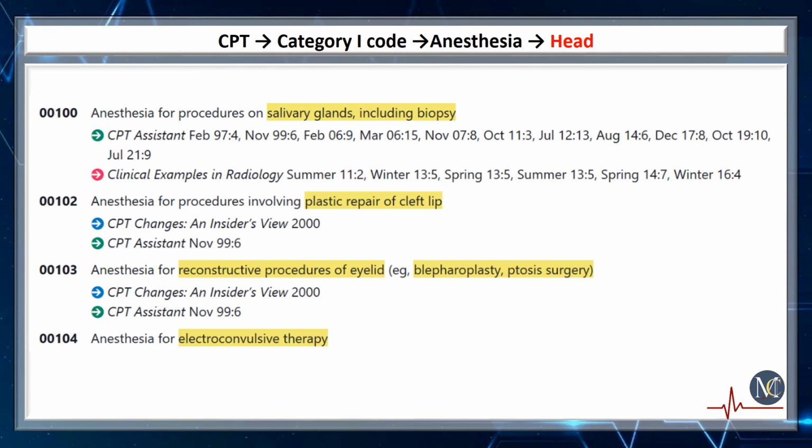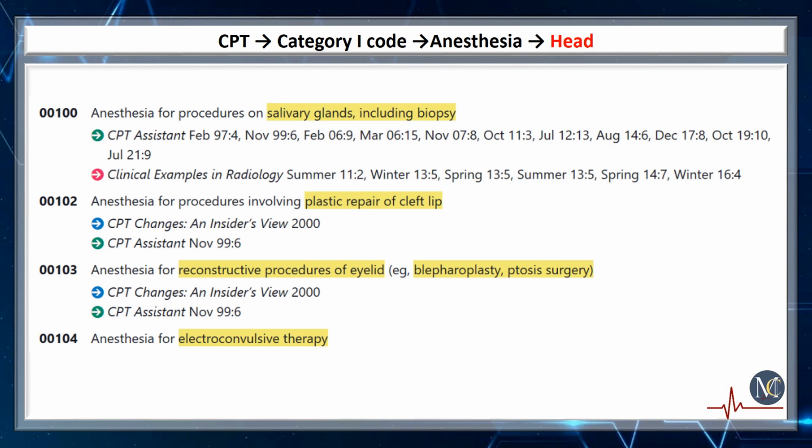Next code is 00103, anesthesia for reconstructive procedure of eyelids, for example, blepharoplasty, ptosis surgery. It means the provider performs anesthesia service for a procedure done on eyelids, like repairing of the eyelid, also called blepharoplasty, or tightening the muscle of the upper eyelid, also called ptosis surgery.